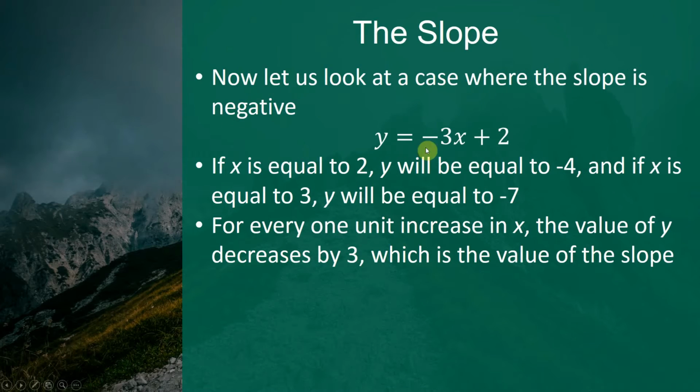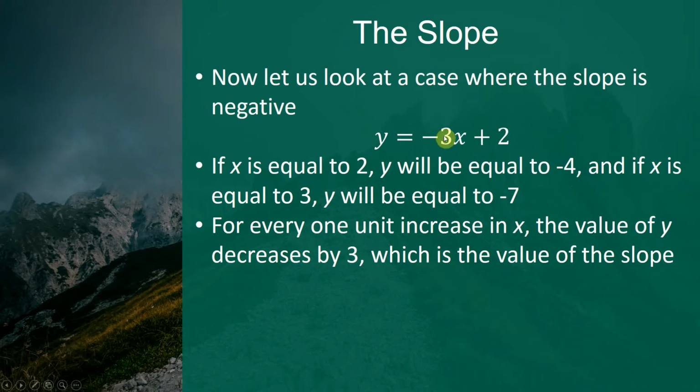We have the exact same equation, however instead of 3 we have minus 3. When x is equal to 2, then y is going to be equal to minus 3 times 2, minus 6, plus 2, minus 4. So when x is 2, y is minus 4. When x is 3, y is going to be equal to minus 7. So when x increased by 1 unit from 2 to 3, what we actually see is that y increased by minus 3. So y decreased by 3.